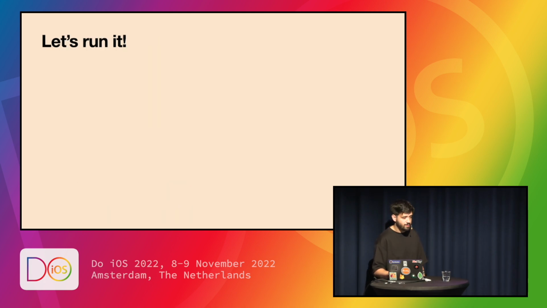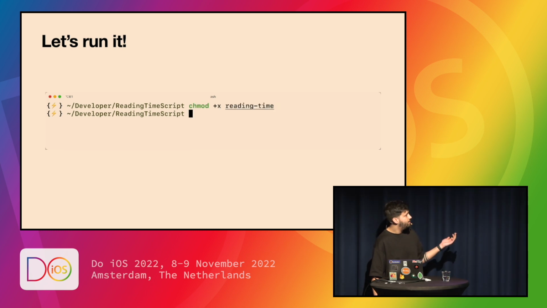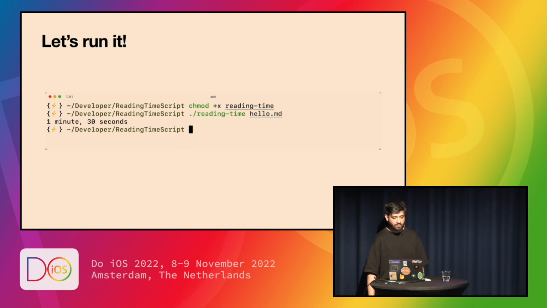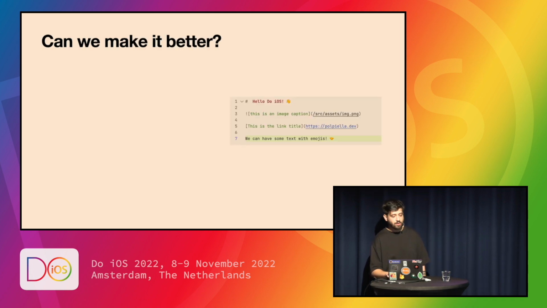So if I go to the next slide and I just run it, I can make the file executable by changing the permissions on it, adding the executable flag to it, and then just run it on a simple markdown file, hello.md, and it tells me it would take 1 minute, 30 seconds to read based on the words that it has. So that's it, right? That's all I wanted to do at the time. I wanted to parse all the markdown files in my blog with this script, and put those values in the metadata for the markdown files.